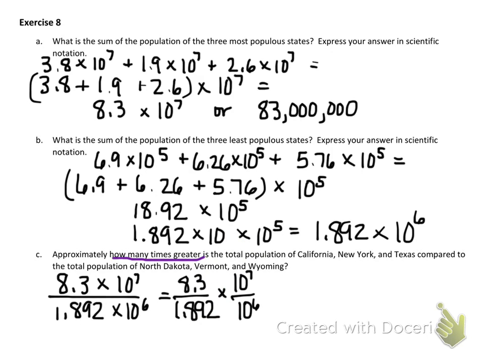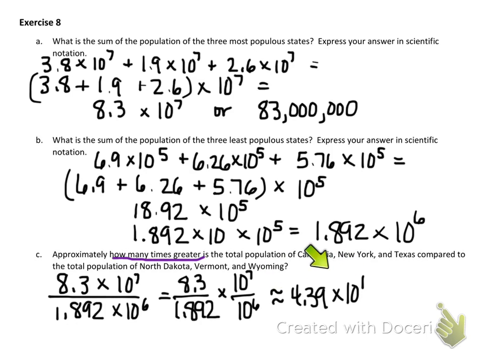So when we do that, another good use for calculators right here. 8.3 divided by 1.892 is approximately 4.39. 10 to the 7th divided by 10 to the 6th is 10 to the 1st. Okay, 7 minus 6 is 1. So this is just times 10.